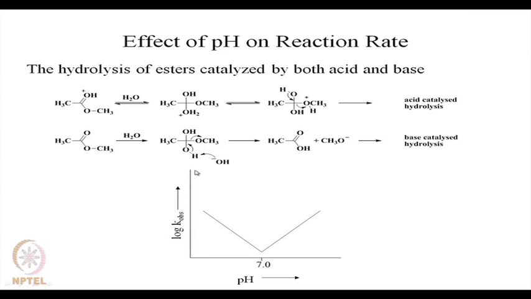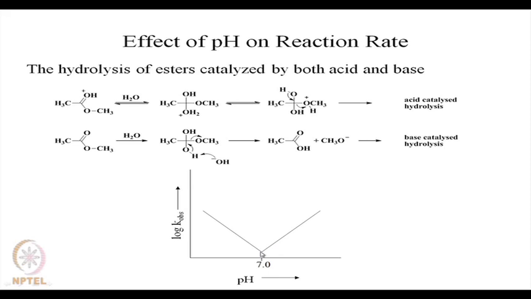Okay. And if we plot logarithm of k observed, the rate constant, as a function of pH, it is found that at pH 7, that is at neutral pH, its rate is minimum. So, if it is going this way, the acidic region, or in the basic region, the reaction rate is increasing. Okay. So, this particular reaction, that is the acid catalyzed or base catalyzed hydrolysis of ester.